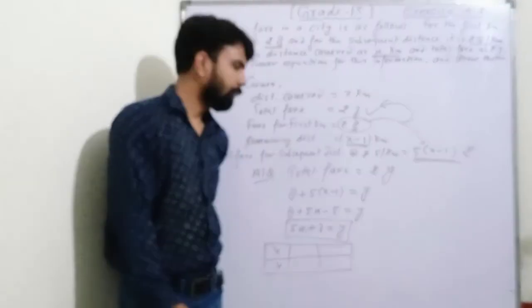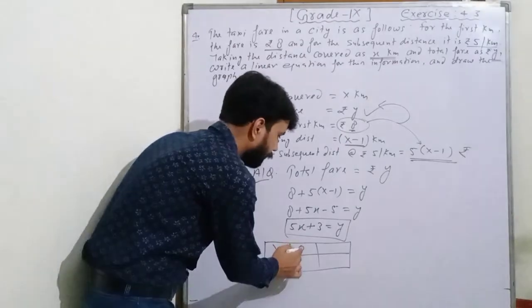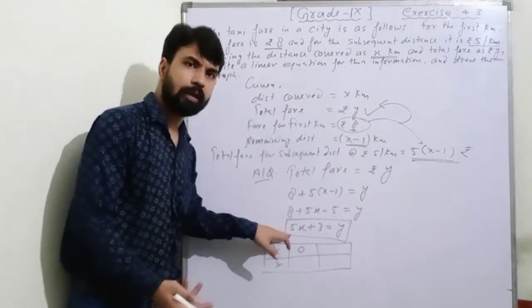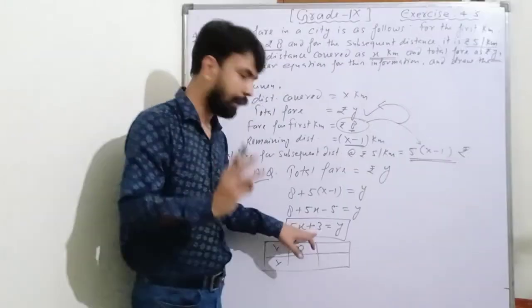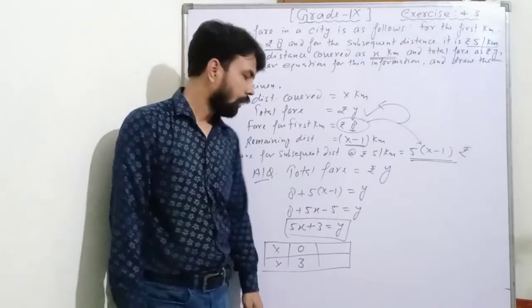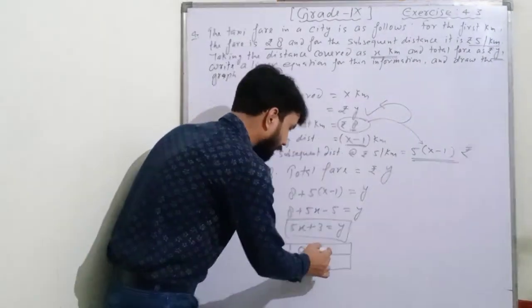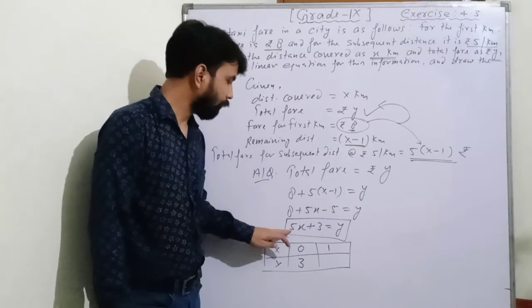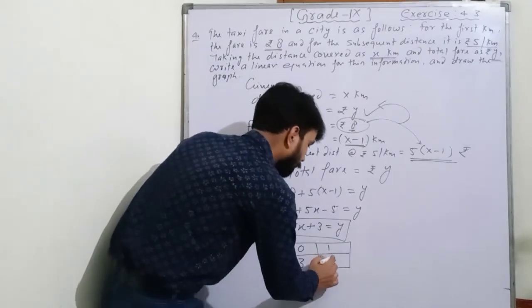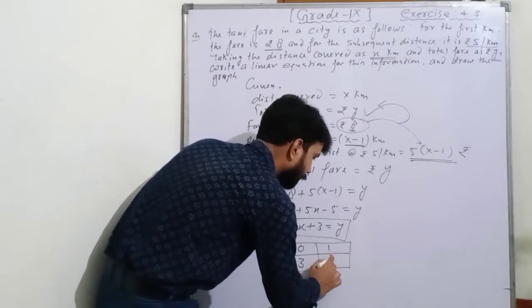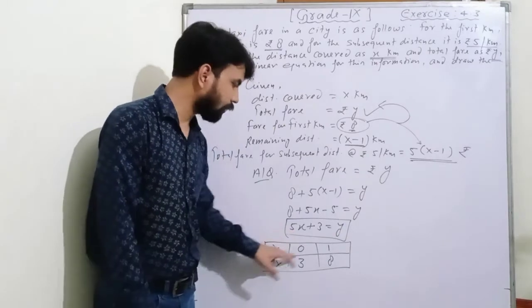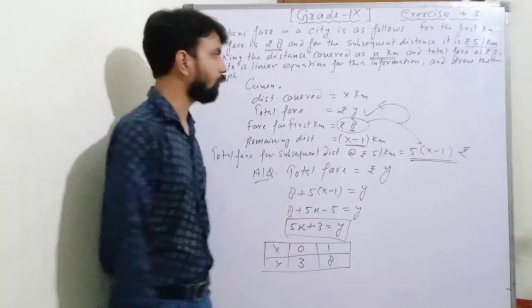Clear? If we will put x equal to 0, if I will put x equal to 0, then 5 into 0 gives you 0, and 0 plus 3 is 3. So the value of y is 3. Clear? And if I am putting x equal to 1, then 5 into 1 is 5 plus 3, 8 equals to y. So y equals to how much? 8. Clear? So these are 2 points. Now we will have to plot the graph for this.